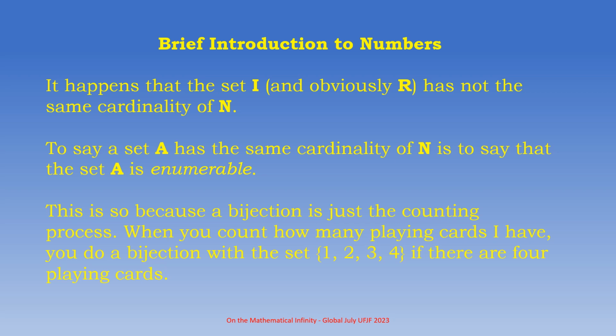To say a set A has the same cardinality as the natural numbers is to say that the set A has infinite elements, but this infinite is enumerable. So you can say the set A is enumerable. Okay. So you say that a set is enumerable with two possibilities. Possibility 1, it has the same cardinality as part of the natural numbers, or it has the same cardinality as the whole natural numbers, if it has infinite elements.